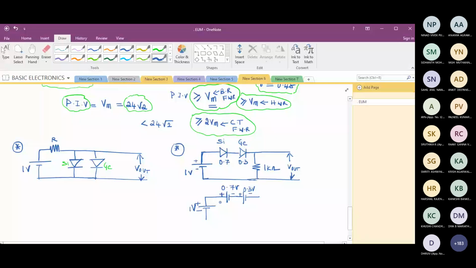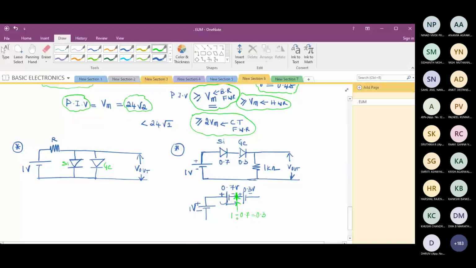So when I reach this point, I've changed the color of the pen. Can you make out how much voltage we are going to get here? 0.3, because at 1 volt there is a drop across the silicon diode of 0.7. So when I reach this node, I will take it as node X. At this node, I am going to get 1 minus 0.7, which is equal to 0.3. Hope you are following.